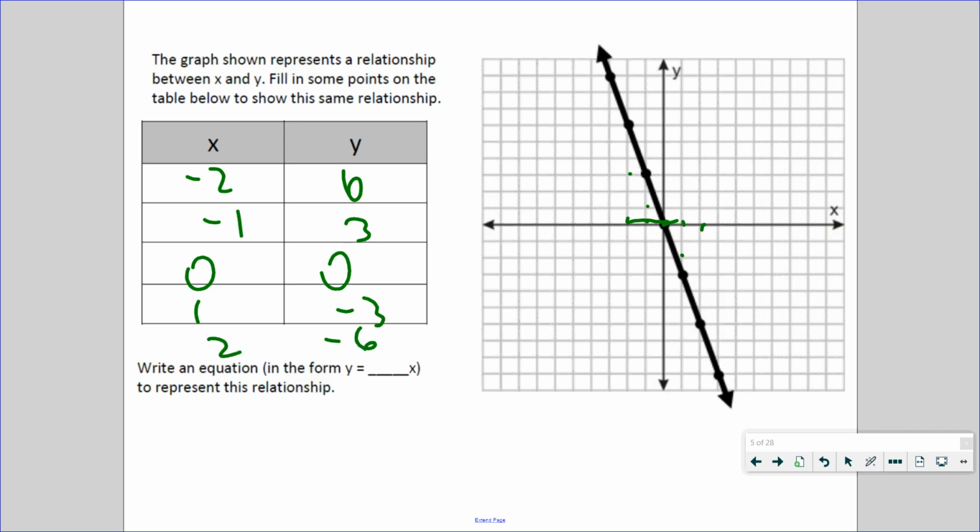-6. Write an equation in the form y equals blank x to represent the relationship. I think it's a multiplying relationship. It seems like we're multiplying by -3. So y equals -3x. If you want to know why, if you're finding the constant of proportionality, -3 divided by 1 is -3. -6 divided by 2 is -3. 3 divided by -1, -3.